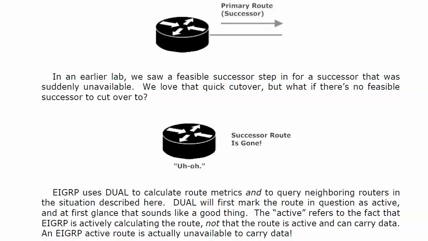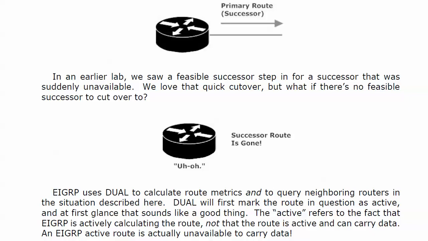Uh-oh. Well, it's not just enough for the router to say, uh-oh. We really should go out and start asking some of our neighbors, hey, do you have this route that I just lost? And that's another purpose of EIGRP's algorithm DUAL. DUAL calculates the route metrics, but it also queries neighboring routers in the situation that we're looking at here, where the successor is gone, but there is no feasible successor. There is no backup route.